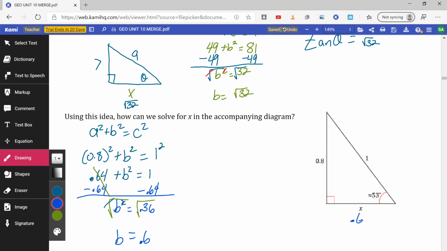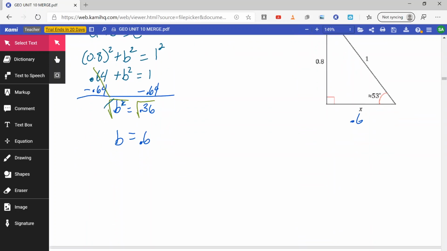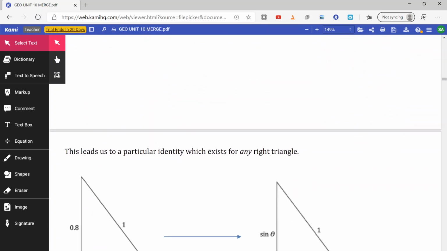So again, use the Pythagorean theorem, pretty straightforward. Any right triangle, we can use that theorem in order to figure out any one of the missing sides. We also could have used tangent: tangent of 53 equals 0.8 over x, solve for x that way. So we had a few different options, but in this case, we used the Pythagorean theorem.